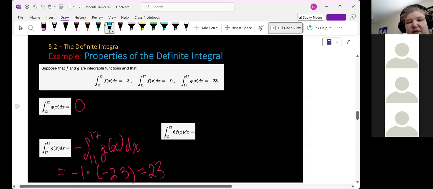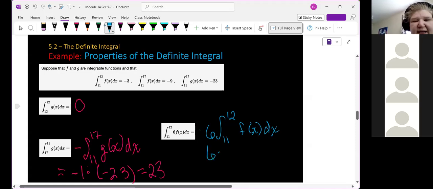And then over here, the integral from 11 to 12 of 6 times f of x, the 6 can be factored out. And so we're just doing 6 times -3. So it's just using some of the base properties, manipulating, and then using the givens, forcing them to show up.